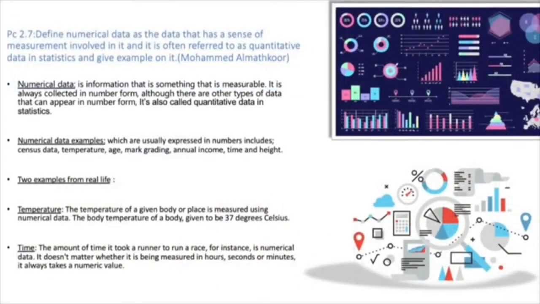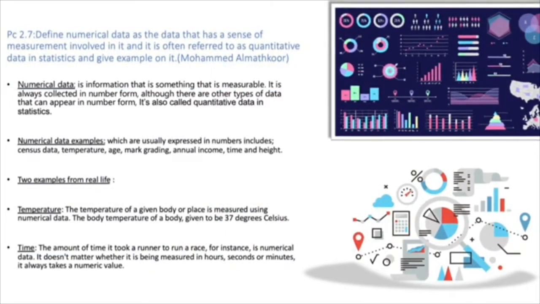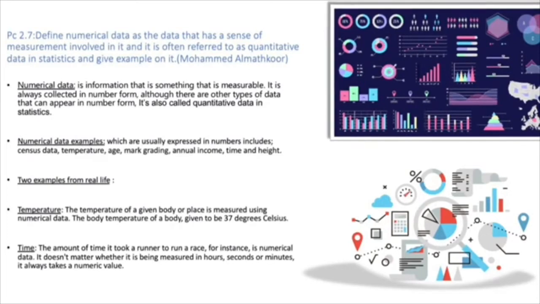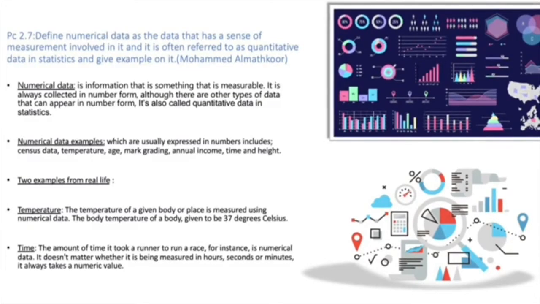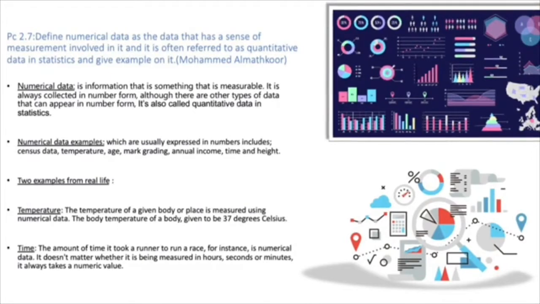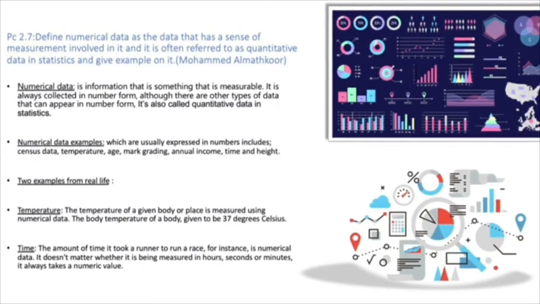BC 2.7 Define numerical data as the data that has a sense of measurement involved in it, and it is often referred to as quantitative data in statistics, and give examples of it. First, numerical data is information that is measurable. It is always collected in number form, although there are other types of data that can appear in number form. It's also called quantitative data in statistics. Numerical data examples, which are usually expressed in numbers, include census data, temperature, age, mark grading, annual income, time, and height.